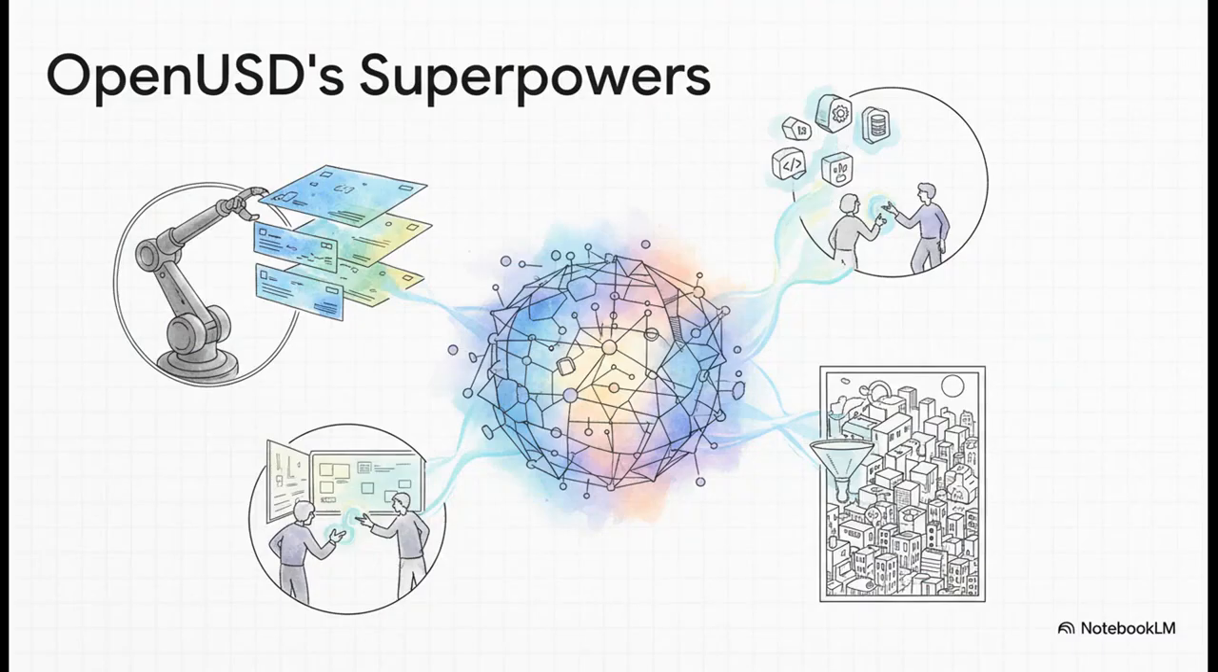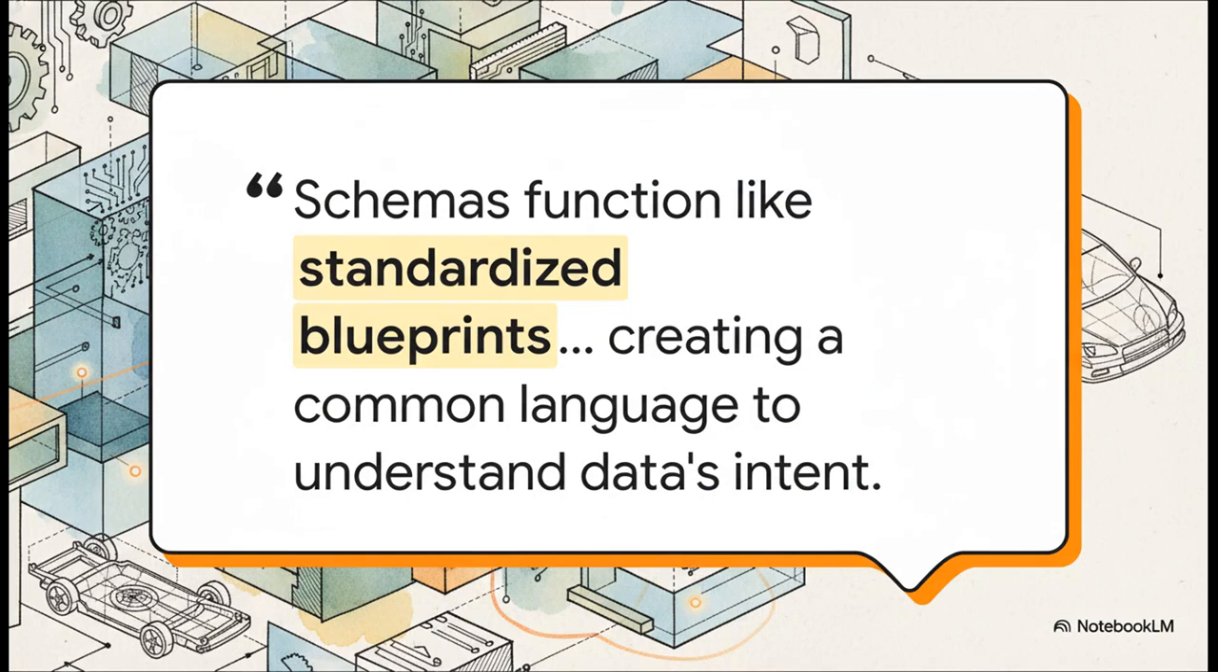And believe me, it comes with some serious superpowers. We're talking about a non-destructive layering system, which is a total game changer for teamwork. It's extensible, which means you can basically teach it new tricks. And it's amazing at handling massive, complicated scenes without duplicating data, which keeps everything super clean and efficient. Here's a really fantastic way to think about this. If OpenUSD is the language, then schemas are kind of like the grammar. They're these standardized blueprints that make sure any application can understand not just the data itself, but the intent behind the data. It's a huge deal.